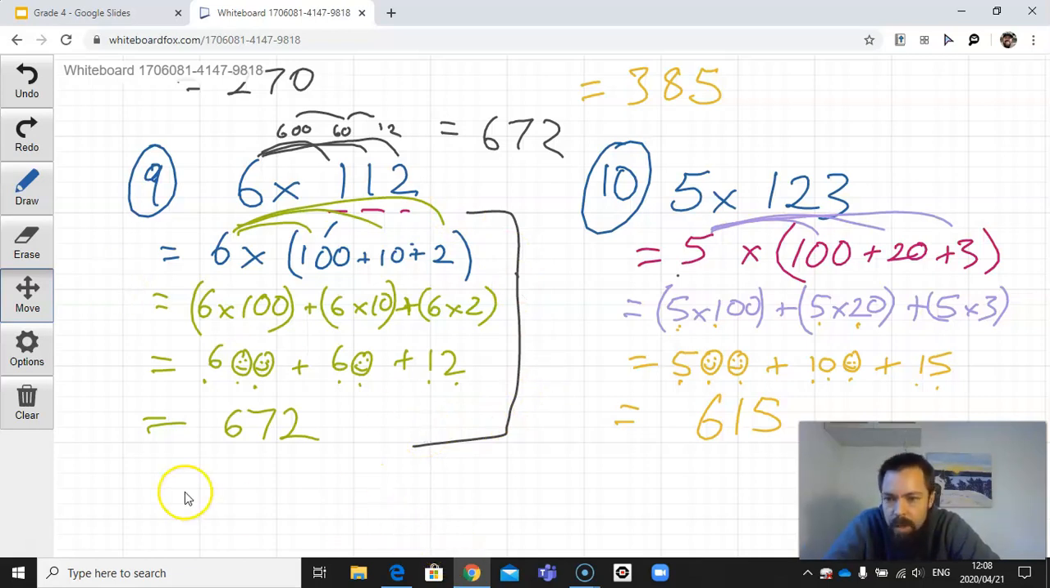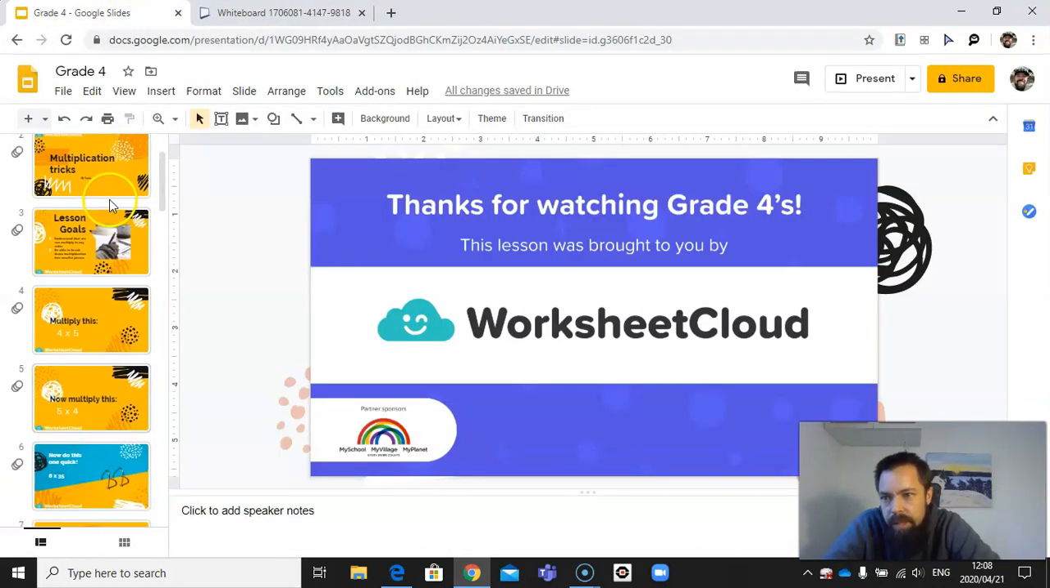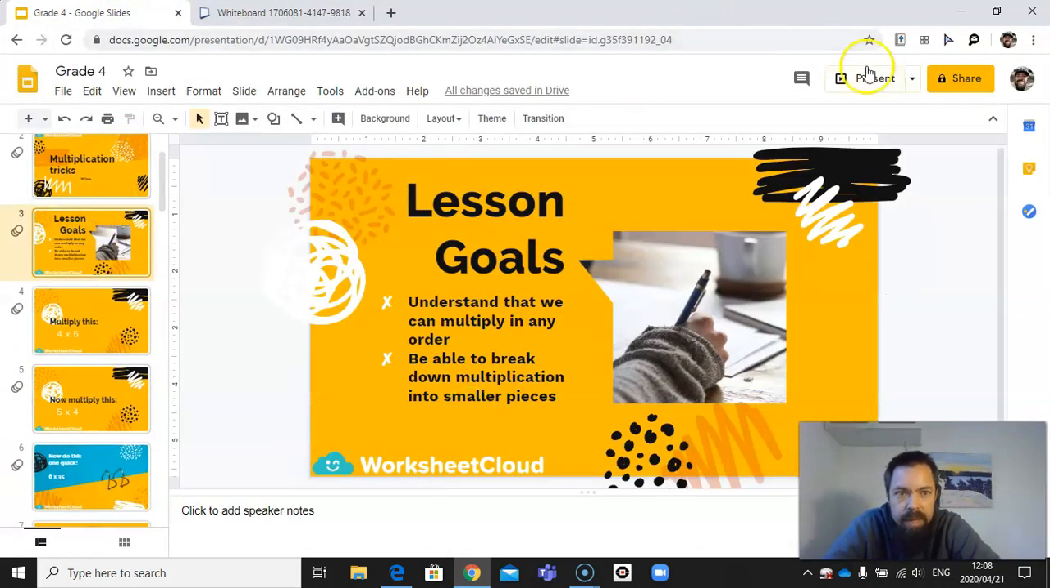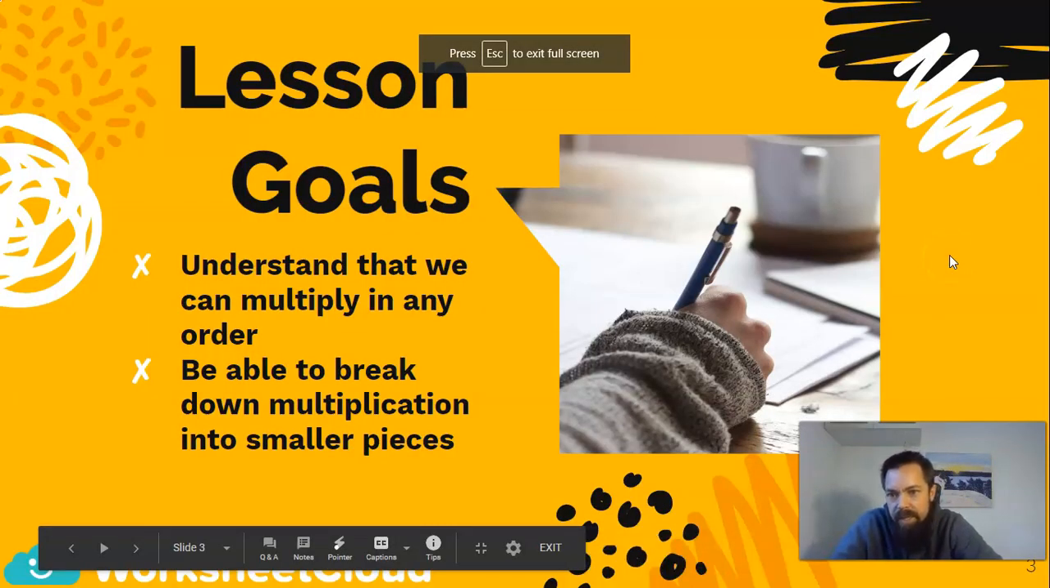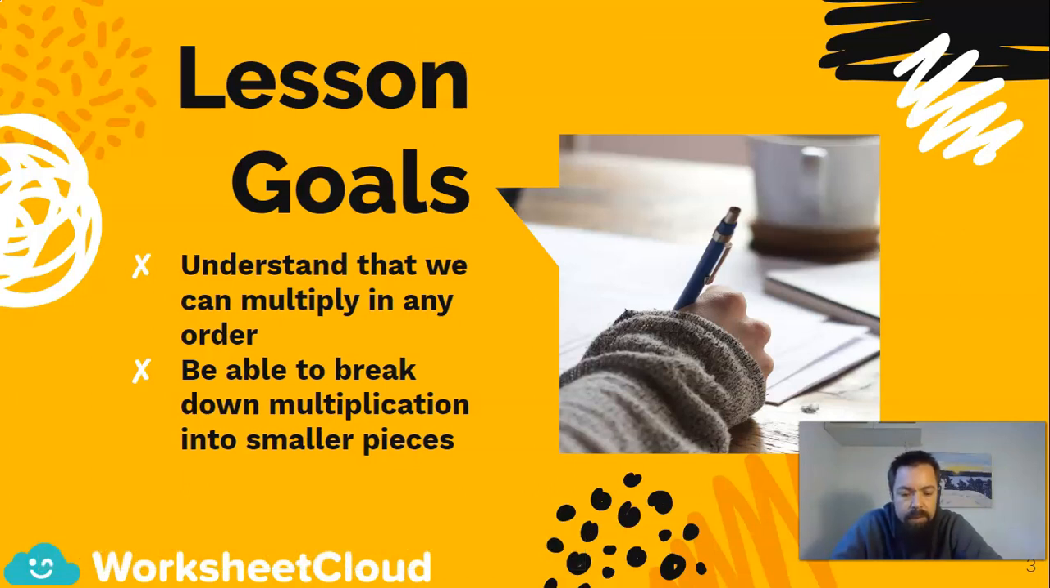Okay, that's all we have for today, those 2 tricks with zeros. So I actually just want to go back to our lesson goals and remind us of what it was we were looking at. So first up, understanding that you can multiply in any order. So you can change it around depending on which of your times tables is better. So you can say 5 times 4 is 20, or if your 4 times table is better, you can say 4 times 5. I don't know which one is which table. To me, they're the same, just working them out 2 different ways. But you can change the order and still get the right answer.